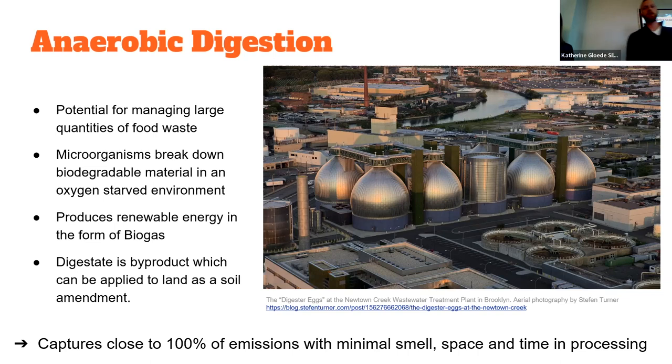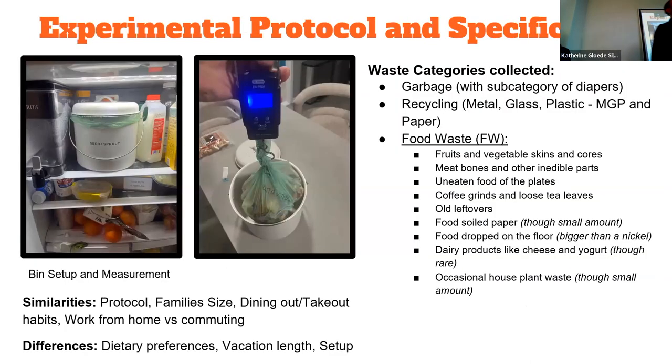So let me tell you the process real quick. Microorganisms that thrive without oxygen break down the biodegradable materials and produce what is known as biogas, which can be converted and cleaned to methane. Through producing this natural gas, it can eventually be put into the gas pipeline infrastructure. That's the goal. One of the other byproducts is digestate, which is also a usable soil amendment. So it can do all this in less space, with less time and less potential for smell.